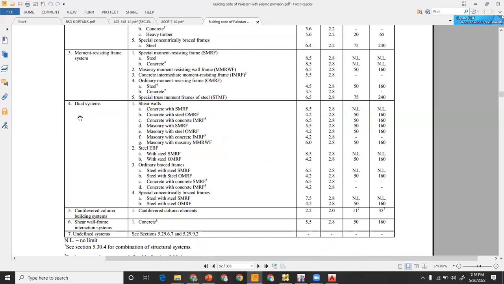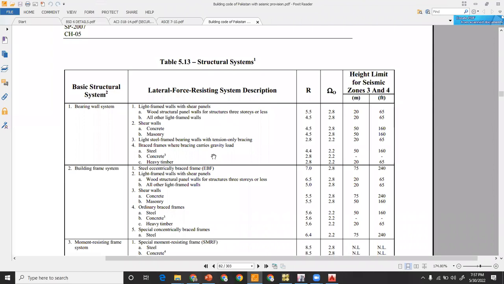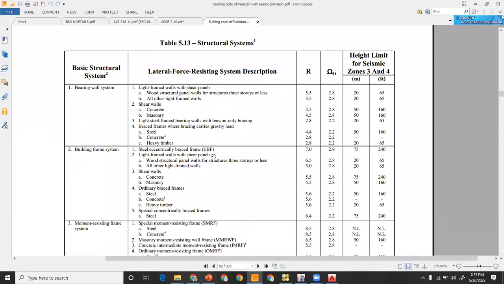And the next is the dual system. If you are designing your system as a dual system, these are the different values of R which correspond. For example, if you are designing your shear walls with complete SMRF, meaning the frame structure is SMRF and you are designing the shear wall with SMRF, you will take the R value as 8.5, and similar for other cases, right? So this was a brief touch on the structural system as per the Building Code of Pakistan, which I've already explained earlier, right?